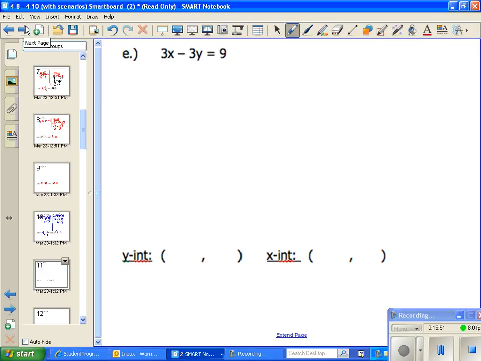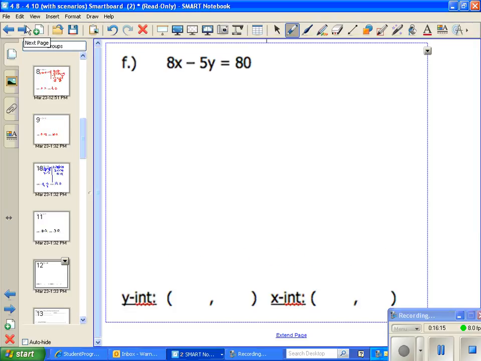Okay, go ahead and do E and F on your own. Okay, going over your answers. Bridget, what did you get for E? 0, -3, and what? Good, 3, 0. Anyone need to see letter E? Okay, Jake, letter F. What's your y-intercept? Okay, and your x-intercept? Good, 10, 0. Anyone need to see letter F? Okay.